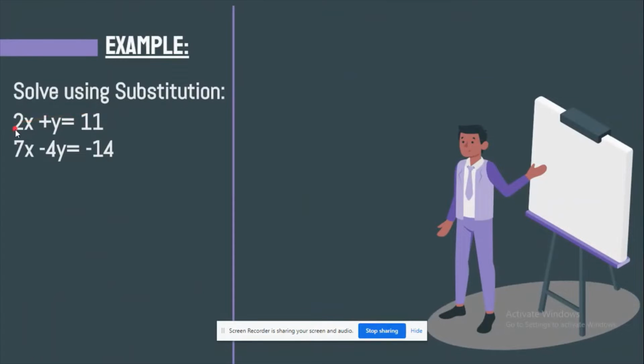Solve using substitution. We have 2x plus y equals 11 and 7x minus 4y equals negative 14. So the first step, what you're going to do is choose the simpler and easier equation. In your opinion, which equation is easier? You just have to choose one and then write it down. To me, I'm going to choose the first one, which is 2x plus y equals 11.